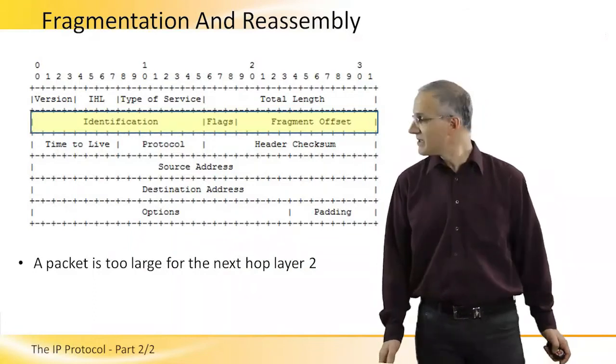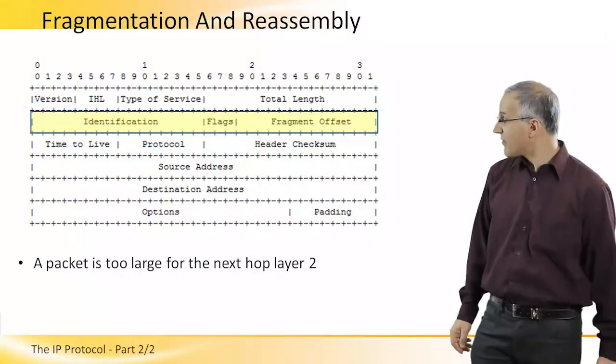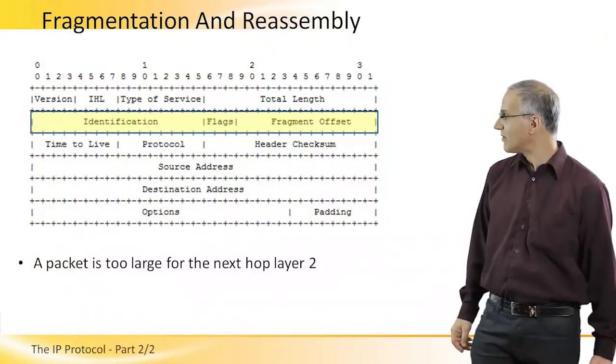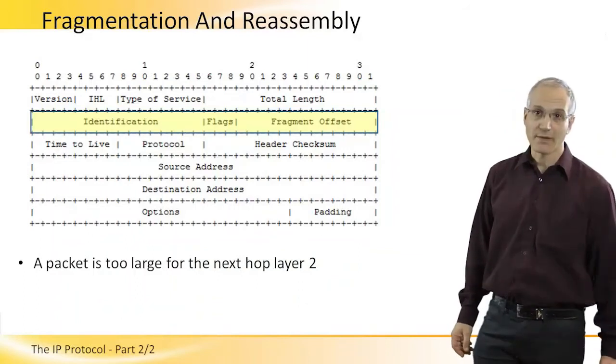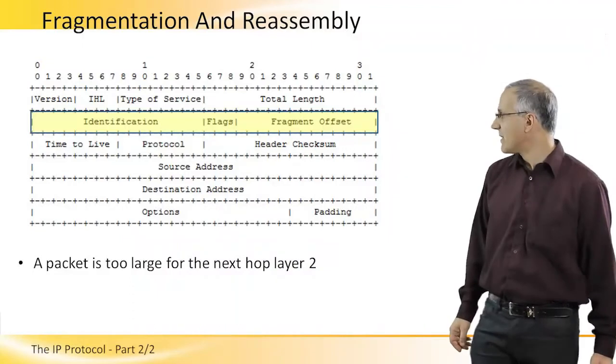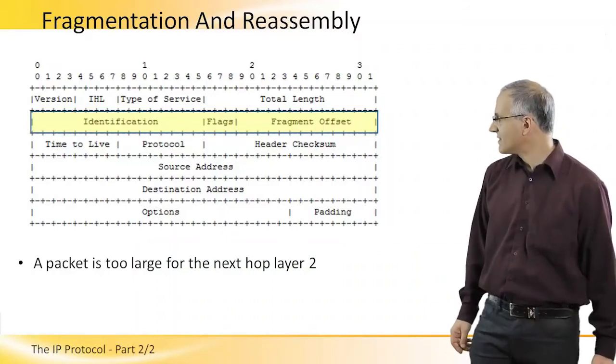To do this, it needs these 3 fields in the second word. The identification field is the one that identifies all the fragments as belonging to the same packet. The flags indicate whether the fragment is the last or an intermediate segment, and the offset tells what is the offset of this segment from the beginning.